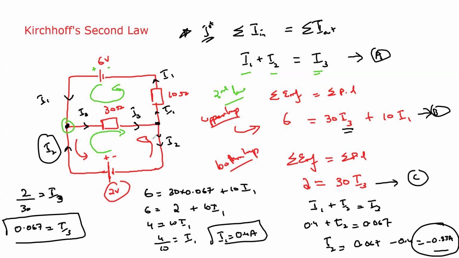Is it clear? Any doubt in this? So if you're getting a negative answer, it means the direction of the current is actually opposite to the direction which is given to us.